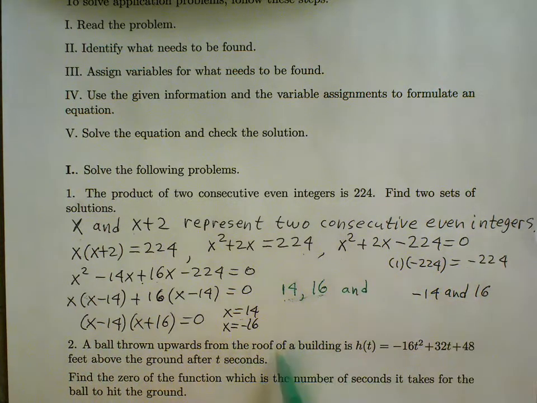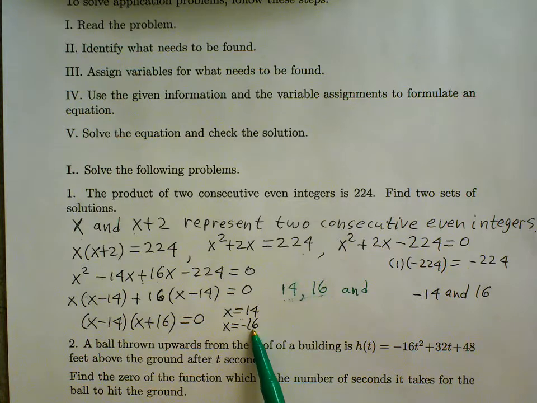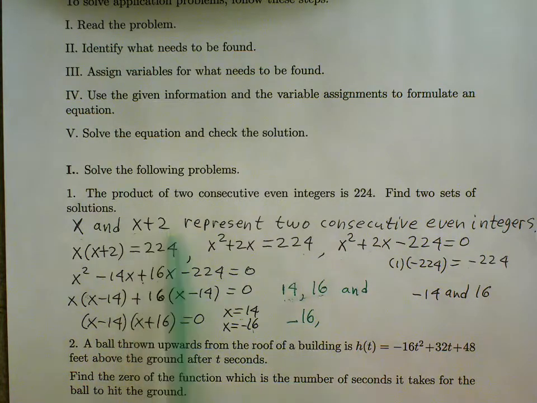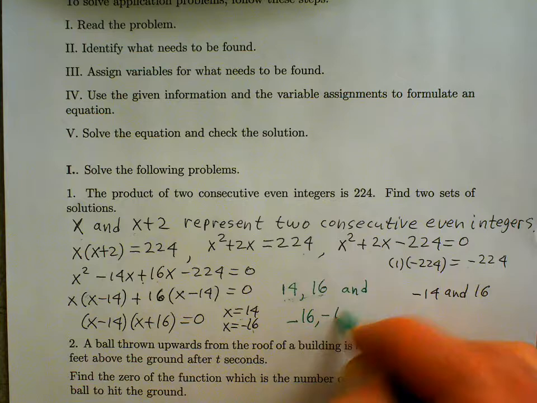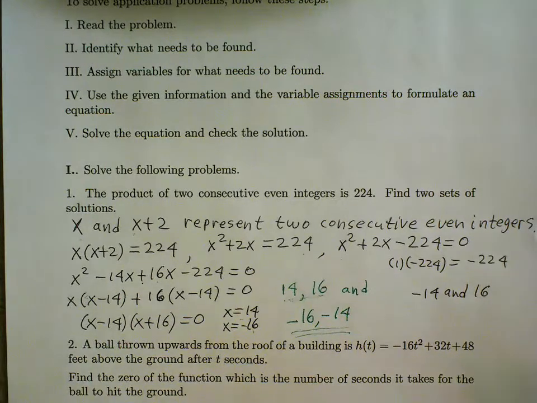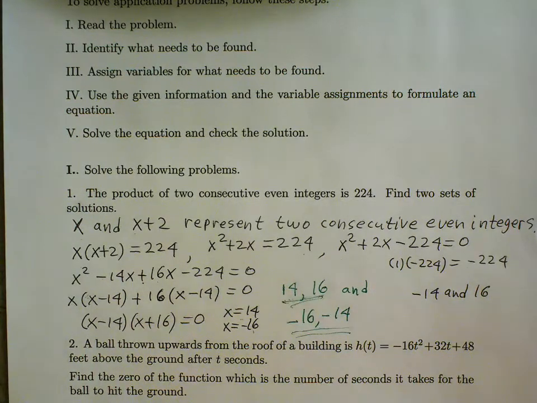And the other set of solutions is when x is negative 16, and negative 16 plus 2 is negative 14. So negative 16 and negative 14 make up the second set of consecutive even integers that have a product of 224. Okay, let's move on to the next problem.